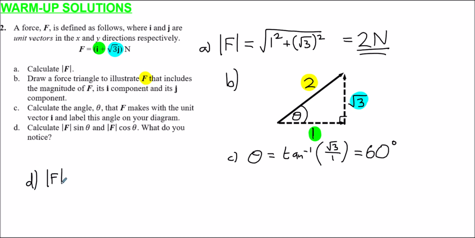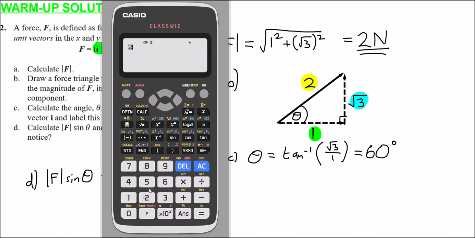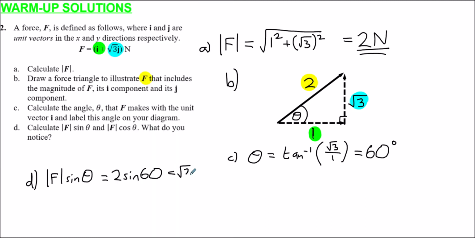So magnitude of F times sine theta. Magnitude of F is 2, and theta is 60. So 2 multiplied by sine 60, we can work out fairly easily. 2 times sine 60 is root 3. Whereas magnitude of F multiplied by cos theta is going to be 2 cos 60. And if you try this on your calculator, you should see it's exactly 1.